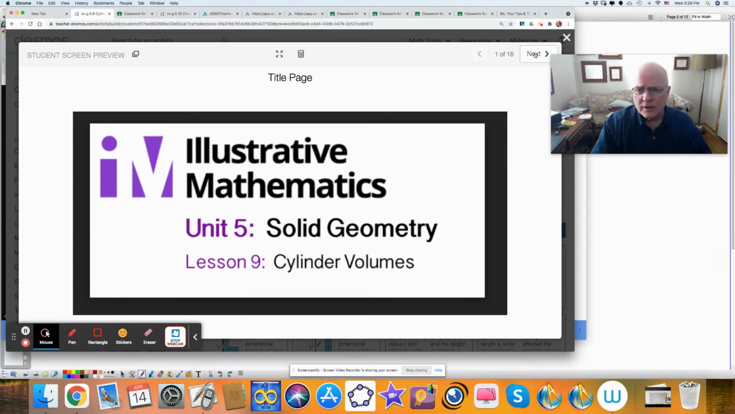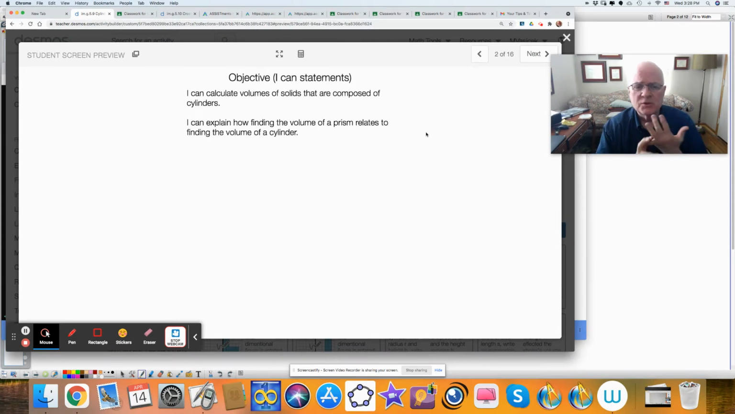The goal for the end of this lesson is to be able to calculate volumes of solids that are composed of cylinders. So it's not as simple as just calculating the volume of a cylinder. That is something that's done in earlier grades. This would be calculating a composite, a figure made up of one or more cylinders. And also to explain how finding the volume of a prism relates to finding the volume of a cylinder. And if we can do these two things, you're doing pretty good for this lesson.